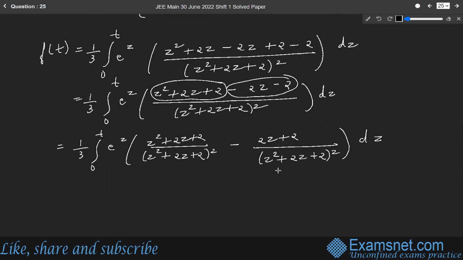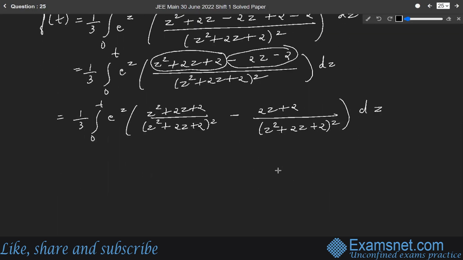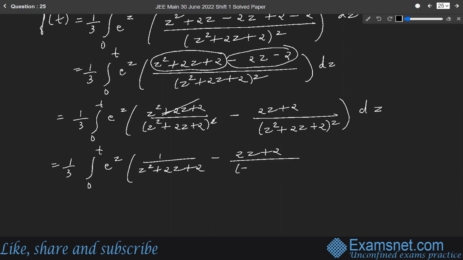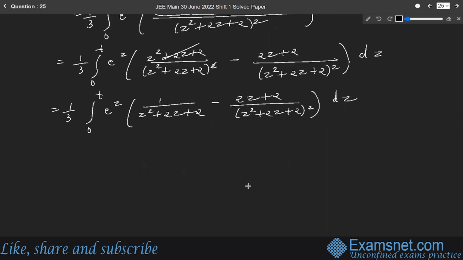Now you have to notice one thing here. Okay. Here z² plus 2z plus 2 and z² plus 2z plus 2 will be cancelled. So we have 1 upon z² plus 2z plus 2, right? So it will be 1 by 3 into integral of 0 to t e power z into 1 upon z² plus 2z plus 2 minus 2z plus 2 divided by z² plus 2z plus 2 whole square and dz. Okay. Now you have to focus on this part.